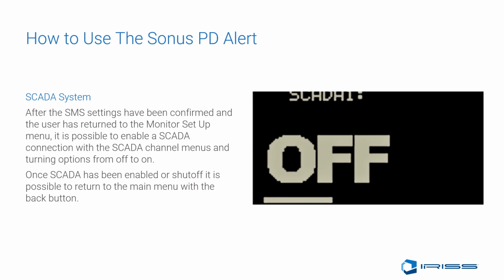SCADA system. After the SMS settings have been confirmed and the user has returned to the monitor setup menu, it is possible to enable a SCADA connection with the SCADA channel menus and turn options from off to on. Once SCADA has been enabled or shut off, it is possible to return to the main menu with the back button.